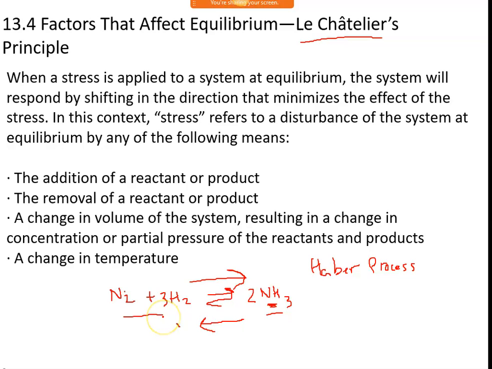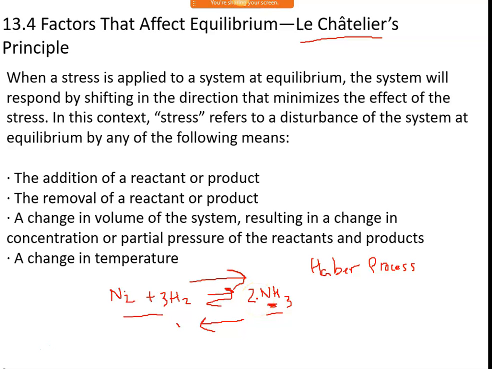And Le Châtelier discovered this principle. This was before Haber. Haber just used this principle in order to make ammonia. So when a stress is applied onto an equilibrium, the system will respond by shifting in the direction that minimizes the effect of the stress.